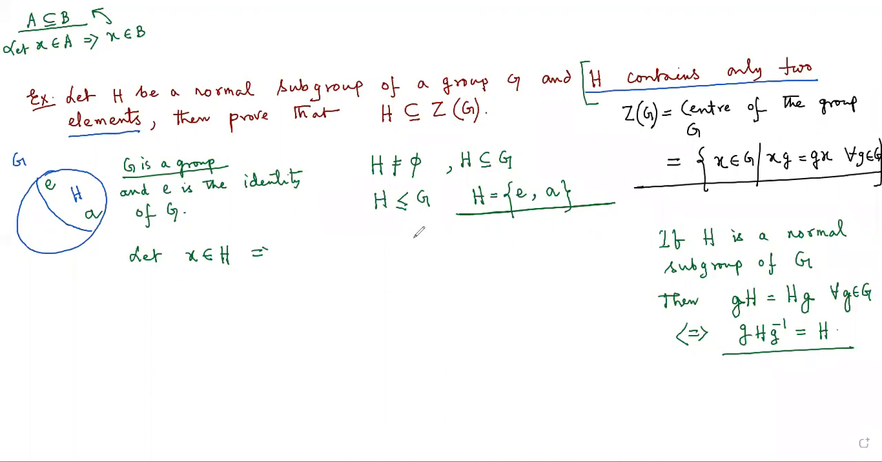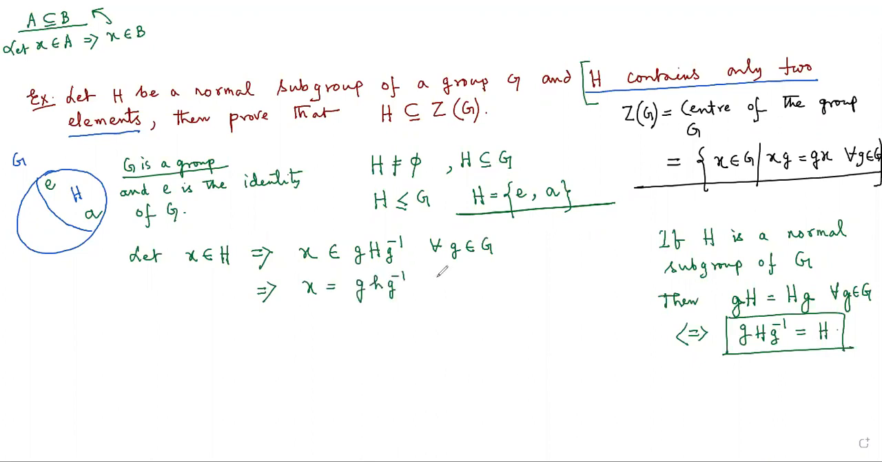Now, since H is a normal subgroup, if I write x belongs to H, then x belongs to gHg inverse. Why? Because I already know that if H is the normal subgroup, then this happens, and it happens for all g belonging to G. Now, if this is the case, then we can write it as x is equal to ghg inverse.